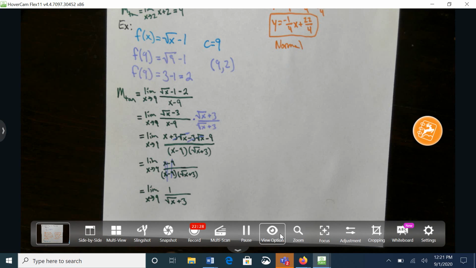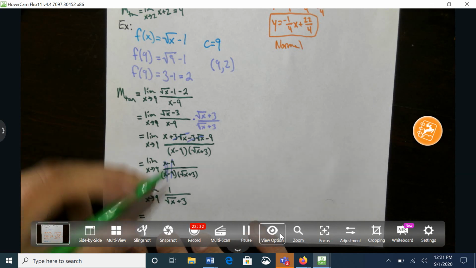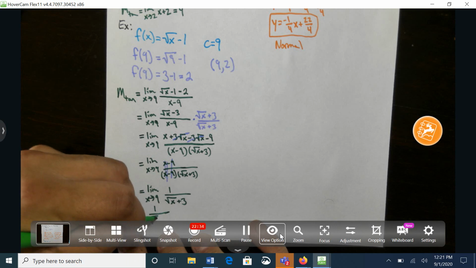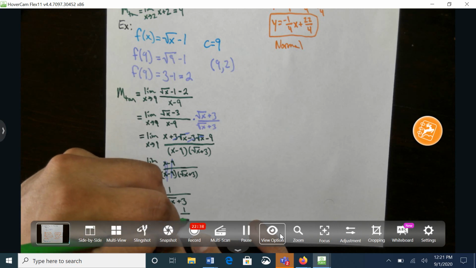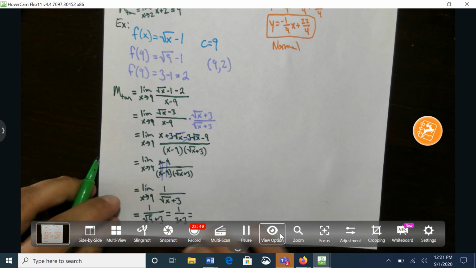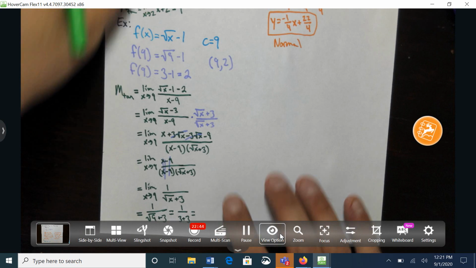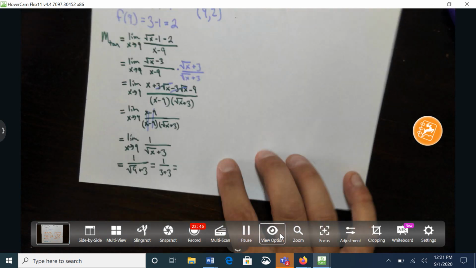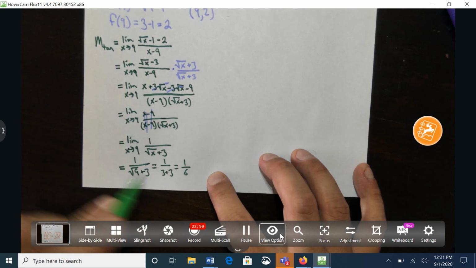And then we can just plug in 9, right? So 1 over the square root of 9 plus 3 is going to be equal to 1 over 3 plus 3, which is 1 over 6. So this is the slope. This is m tan.